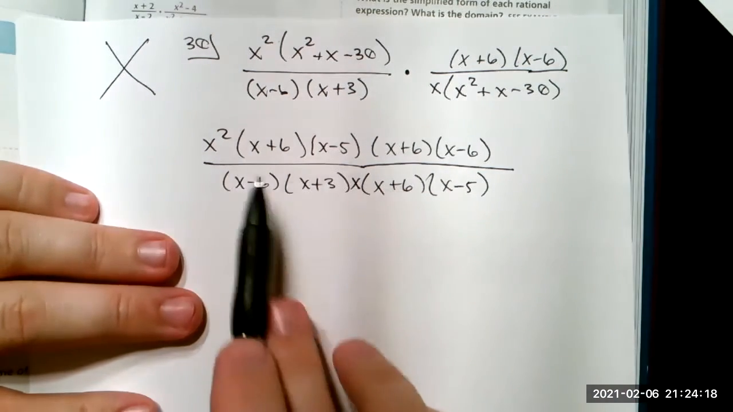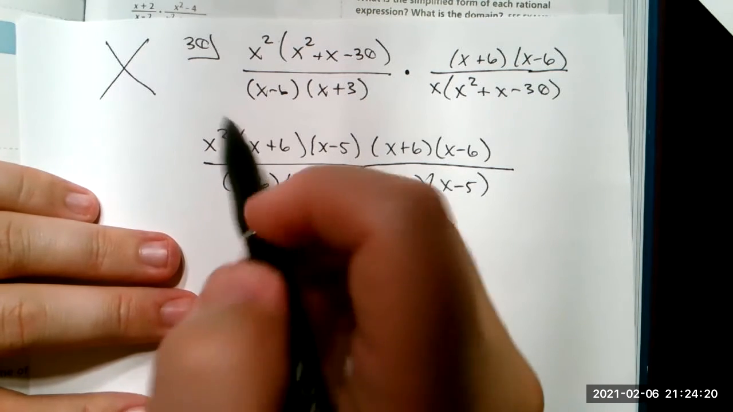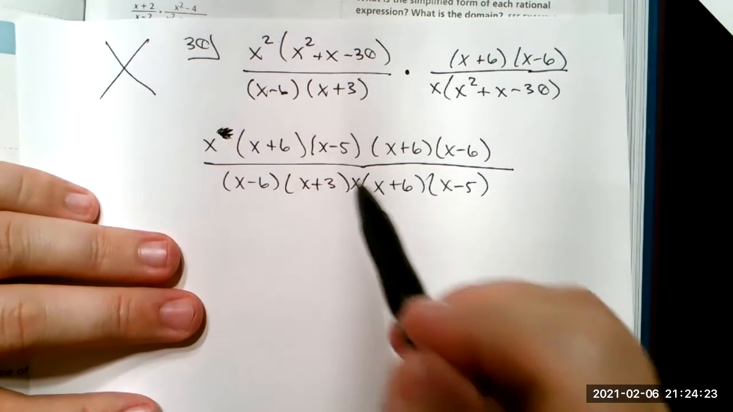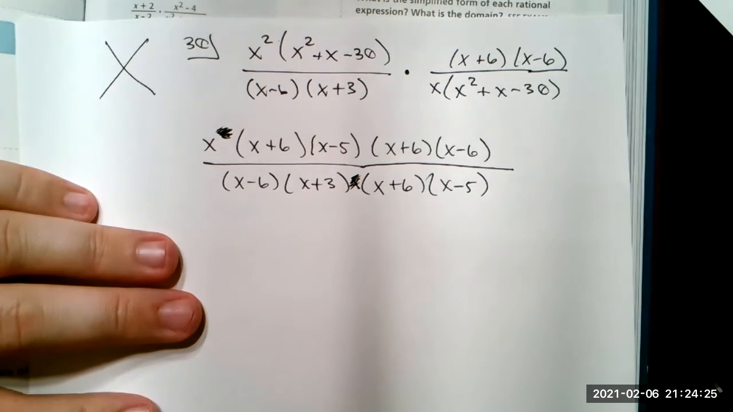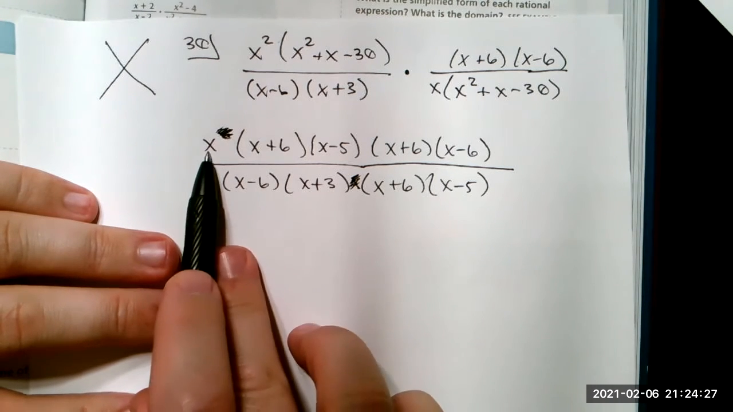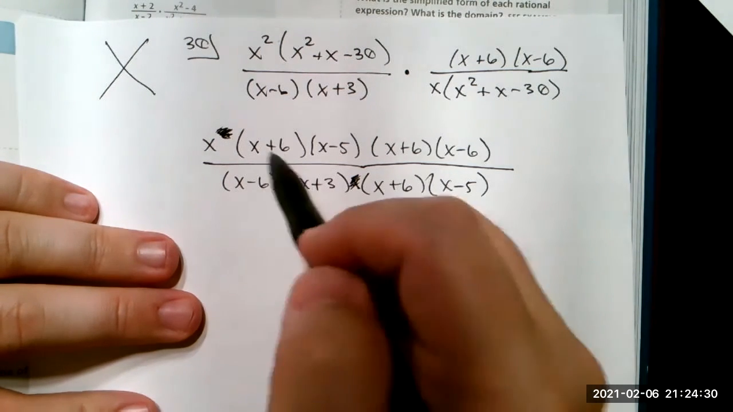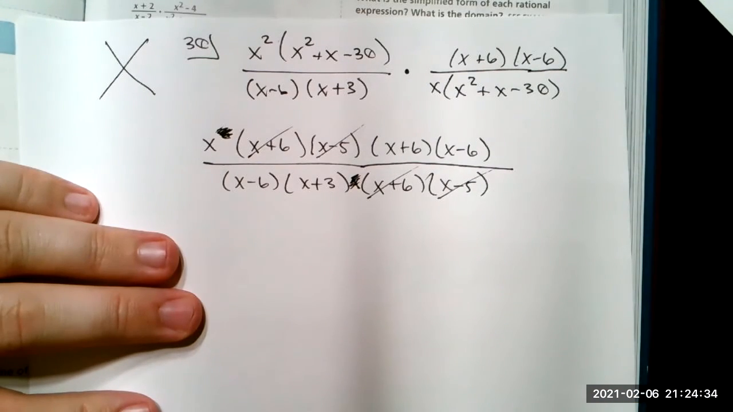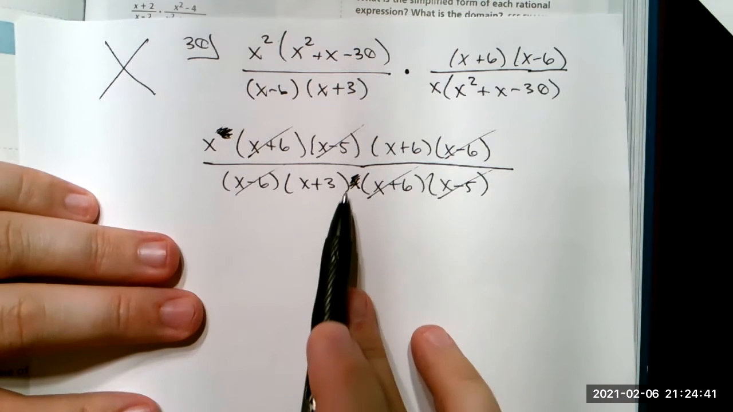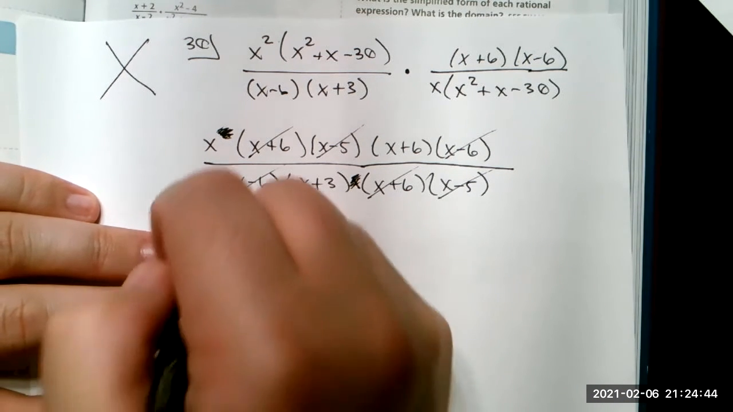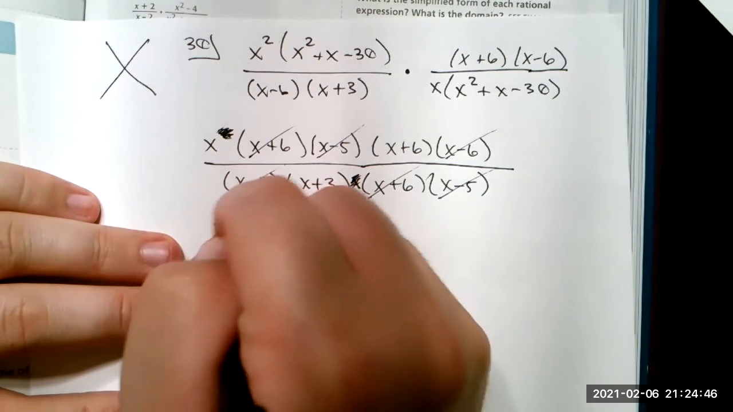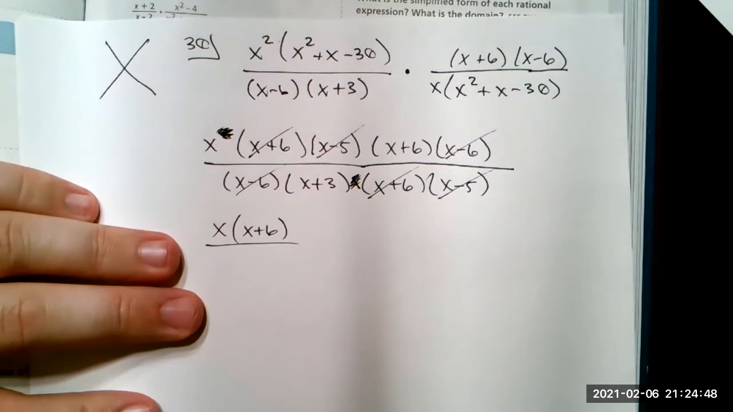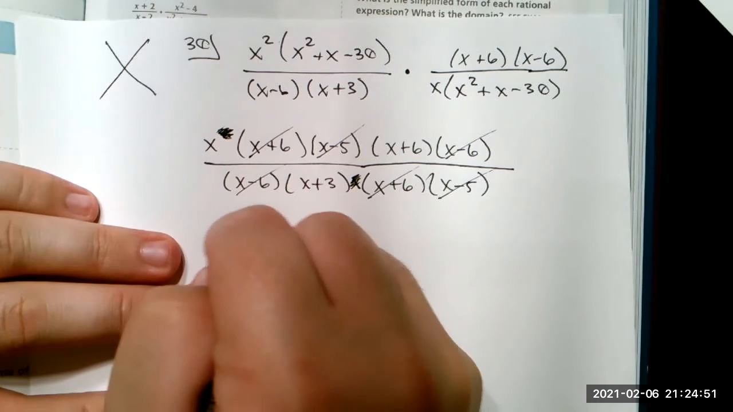So I've got 2 x's up top, 1 x down below. So if I take one of the x's from up top, I can take 1 from down below. So I still have 1 left over up top. I got an x plus 6 up top and down below, x minus 5 up top and down below, x minus 6 up. See, these are the ones that I really enjoy because you get to cancel out a bunch of stuff. And you started off with all this garbage and now you end up with just a couple of things. So I still have an x. I still have an x plus 6 up top. Down below, I still have an x plus 3.